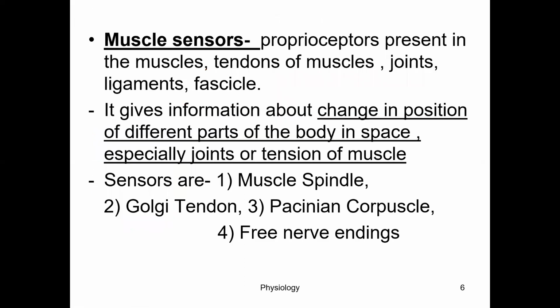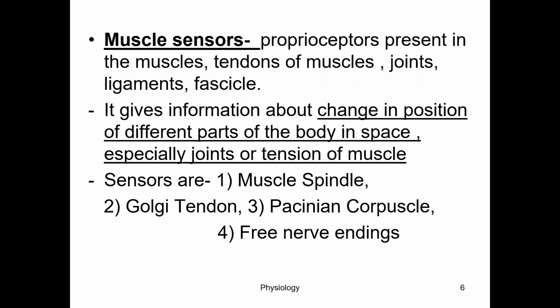So coming to the muscle sensors, these are also called proprioceptors, which give information about proprioception. What is meant by proprioception? It gives information about the change in position of different parts of the body in space. For example, if the subject first closes their eyes and then you move the subject's finger or hand, the person can perceive the movements.